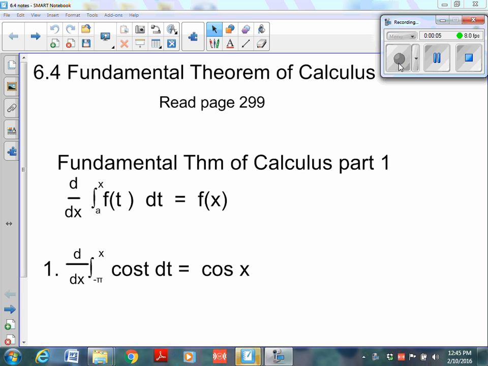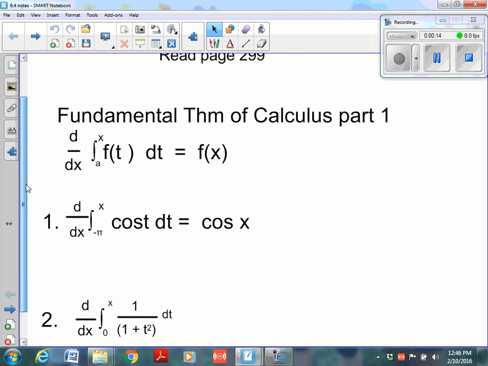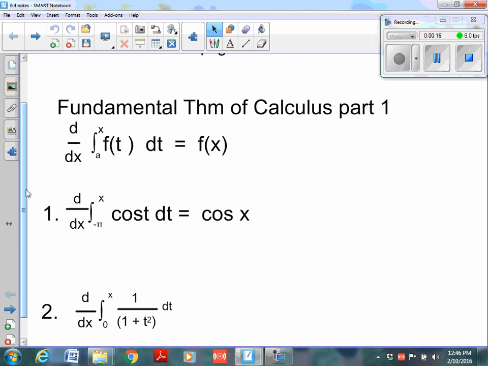So, the fundamental theorem of calculus. We need to figure out part 1 and part 2. Here's part 1. It's a very important fundamental theorem of calculus. Part 1 is this. What does this stand for? d over dx. So everybody put derivative down. Derivative.